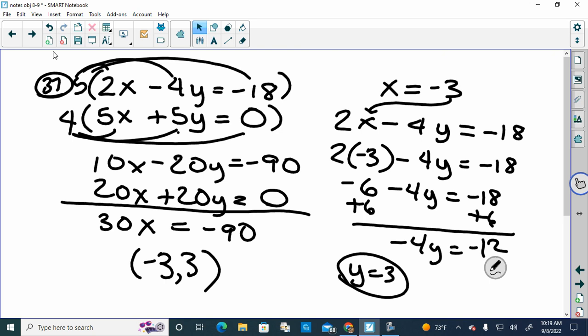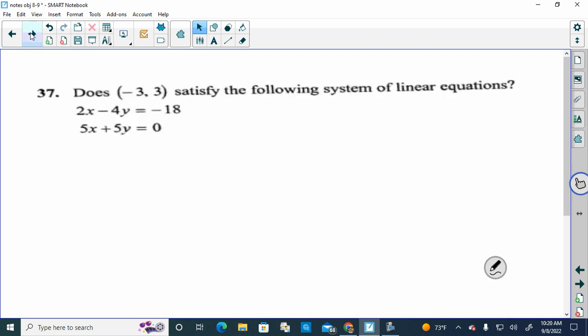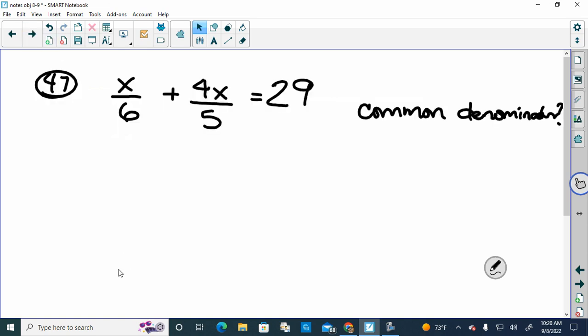Okay, we good? Kind of remember that from the last 2 years? So this is the way this one appeared: does negative 3, 3 satisfy the following system? If you plugged in x here and y here, and it equals negative 18, it's true for that one, but it might not be true for the second one. So you have to check both of them. It's not just one equation. If it's true for only one of them, then it's not a solution because it has to work for both of them.